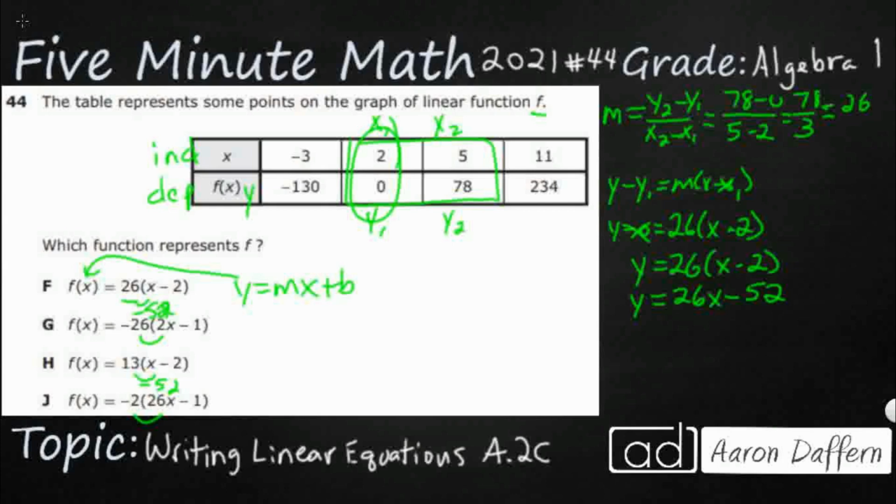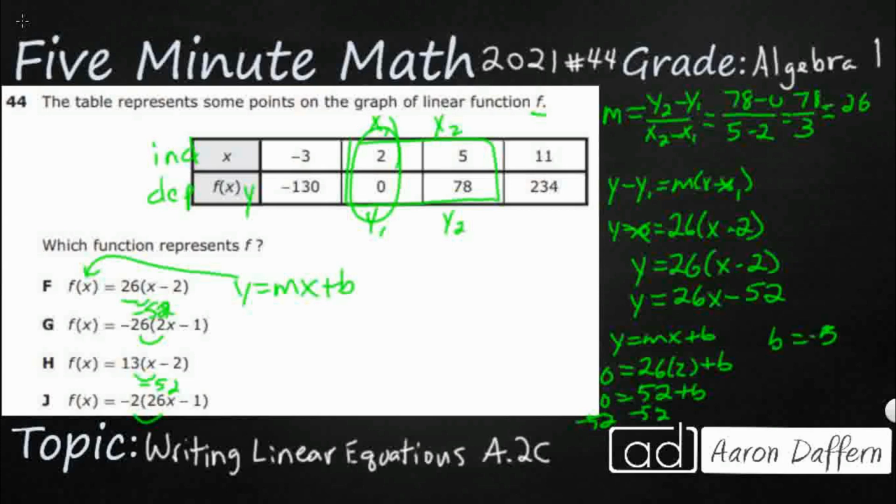Another option, if you didn't want to do it that way, would have been to take your slope-intercept form, y equals mx plus b, and just plug in numbers. So let's plug in that 0 and that 2, right? So 0 equals my slope, 26, times 2 plus b. So now you've got 0 equals 52 plus b. You need to subtract 52 from both sides to isolate that. And what you get is b equals negative 52.